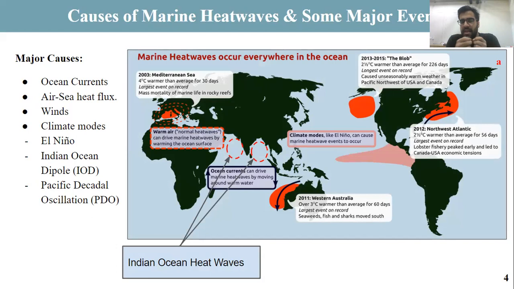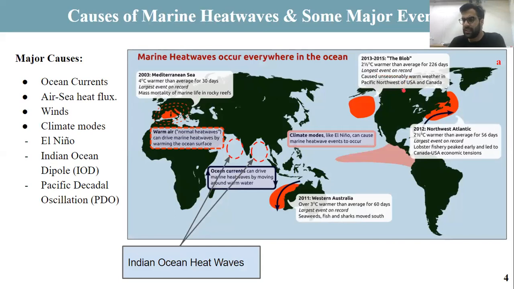And these are some of the major events basically. In 2003, the Mediterranean Sea, where the temperature was 4 degrees Celsius above the average, and the duration was 30 days. Similarly, this is one of the biggest events considered in the marine heat waves. It remained for 2,026 days, and the temperature was 2.5 degrees Celsius above the normal.